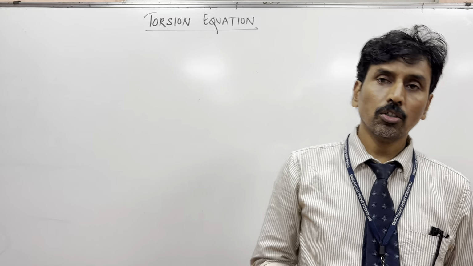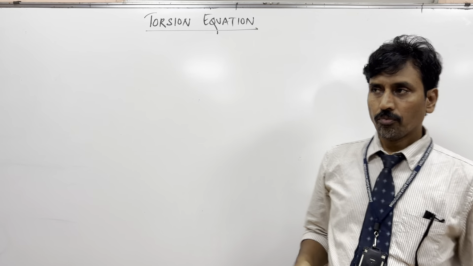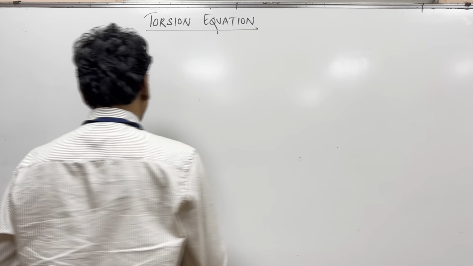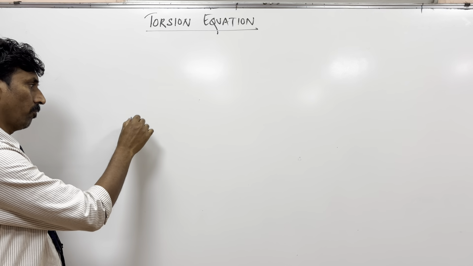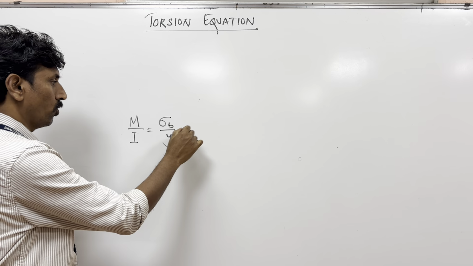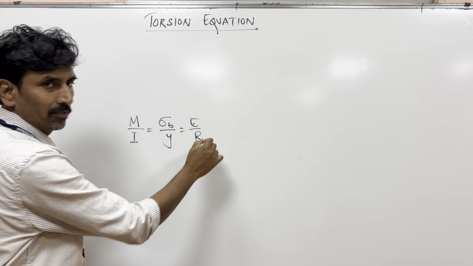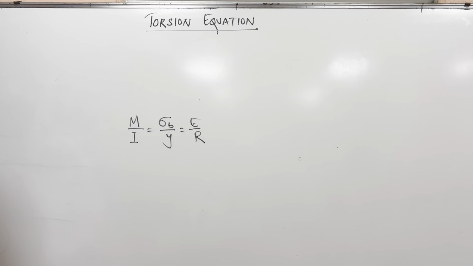Okay, in the previous chapter we understood how this formula, M by I is equal to sigma b by y is equal to E by R, can be used to find out the bending stresses in beams.